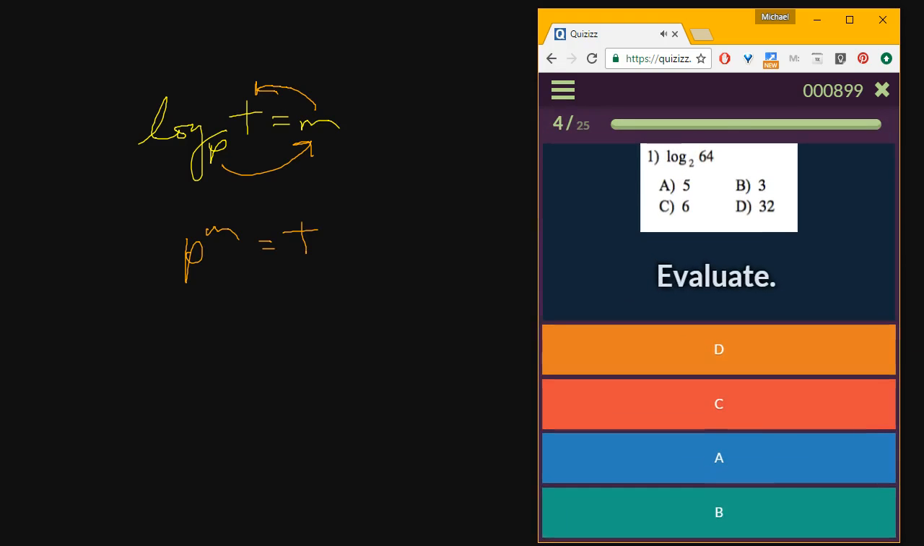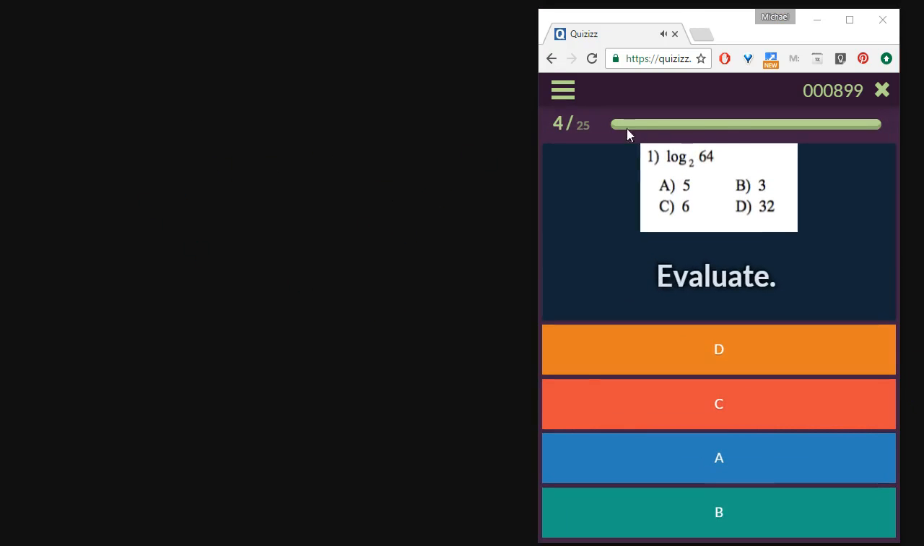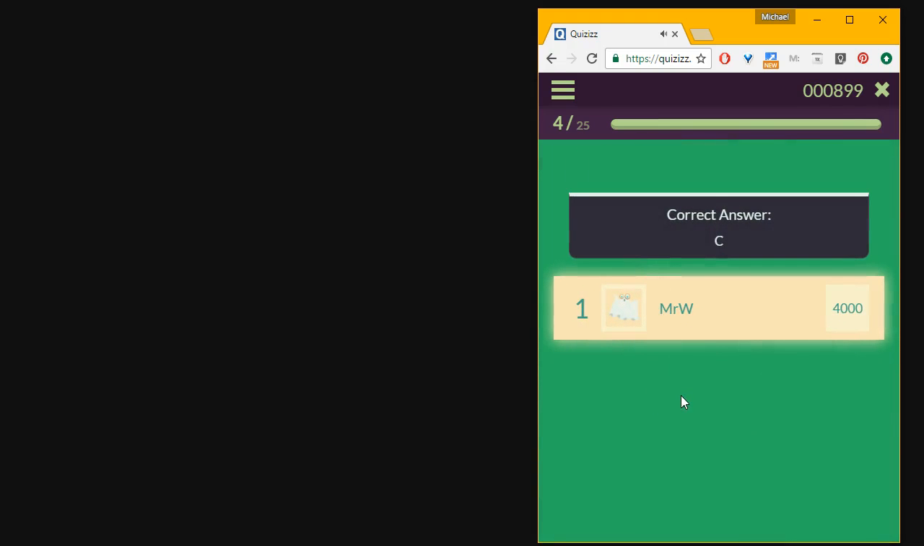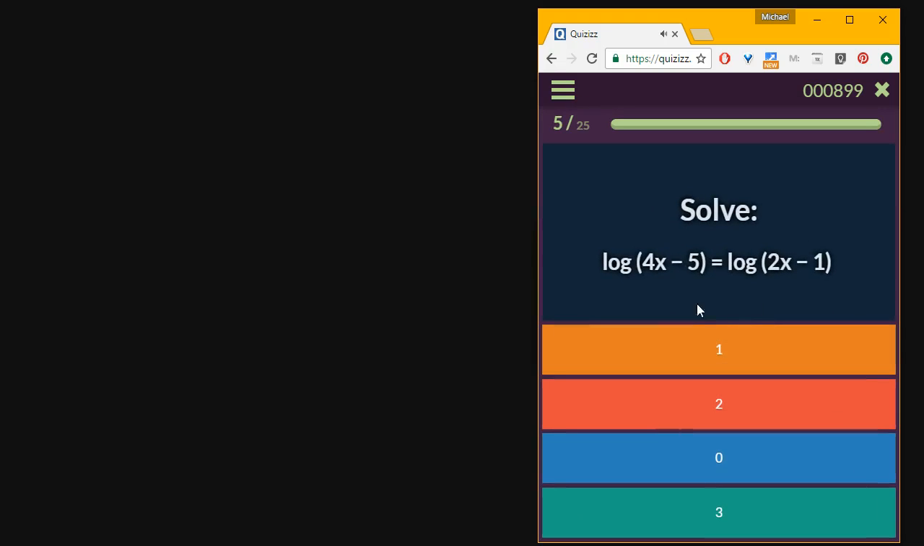Okay, so then we have to evaluate. What is the value of this log? We have to ask ourselves, what power of 2 gets us 64? If we can answer that question, that is the value of this log. If I raise 2 to the power of 3, I get 8. If I raise 2 to the power of 5, I get 32. If I raise 2 to the power of 6, I get 64. So I'm going with C. Yes! Feeling pretty happy about myself here.